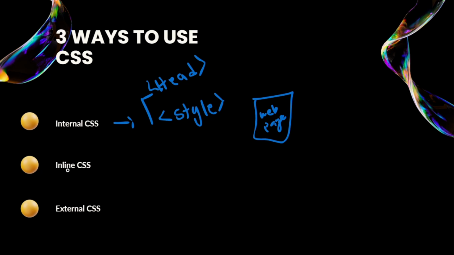Now the inline CSS. Inline CSS is directly added in your HTML element. Internal CSS is applied to the whole web page, and inline CSS is applied to individual elements. For example, I can give this element a blue color, a black color, a white color, or an orange color. So this works for inline, and when it is the whole web page, that is internal CSS.